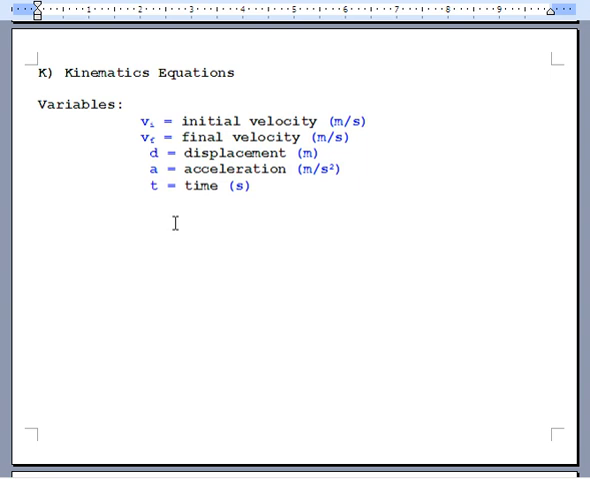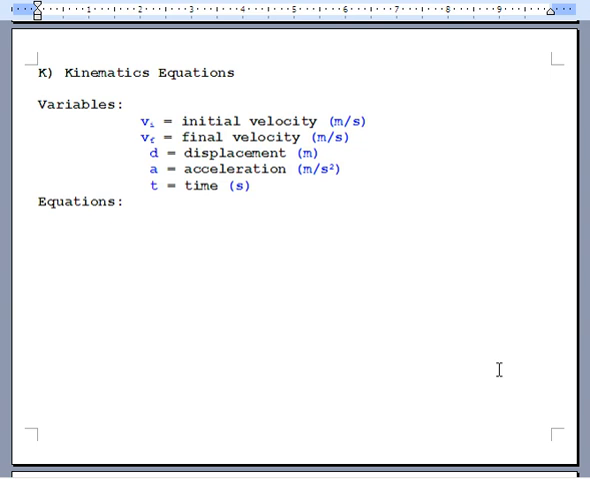So VI, VF, DAT. Now, what's going to happen is you're going to get a formula sheet soon, sitting online if you want to grab one right now. And those different variables don't all show up in the equations that we've got to choose from. In fact, you pick equations based on which of those 5 variables is not given to you in the question.